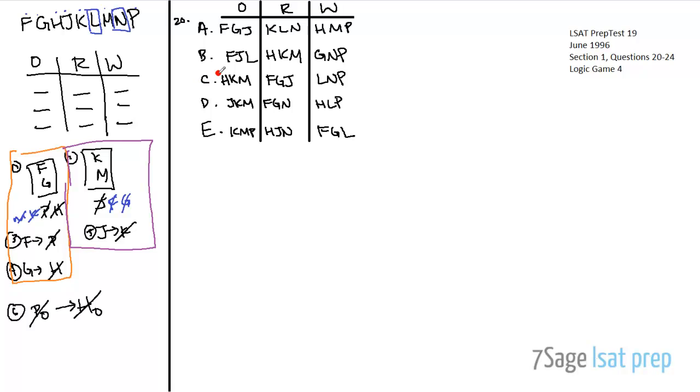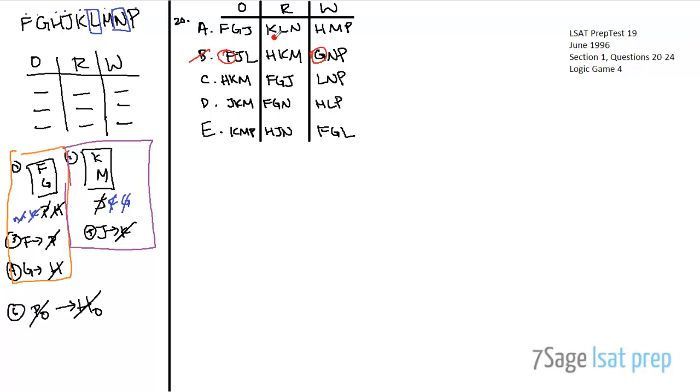The bottom line is this is your typical acceptability question. This is oceans, recycling, and wetlands. Basically we're just looking to violate some rules. So let's start here. F and G always have to be in the same panel. F and G, F and G, no way. F and G, great.